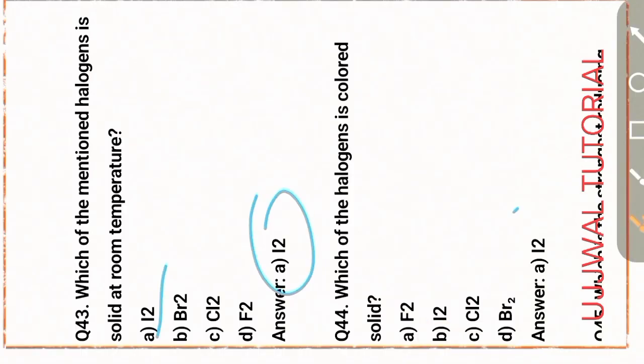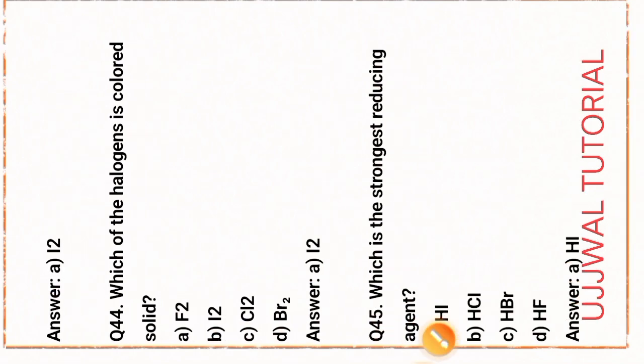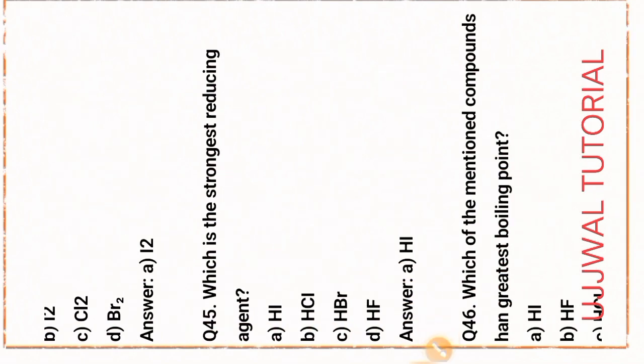Okay. Next question number 44. Which of the halogens is a colored solid? I2, that is iodine. Option A is the right answer. Okay. Next question number 45. Which is the strongest reducing agent? Hydroiodic acid. Okay.